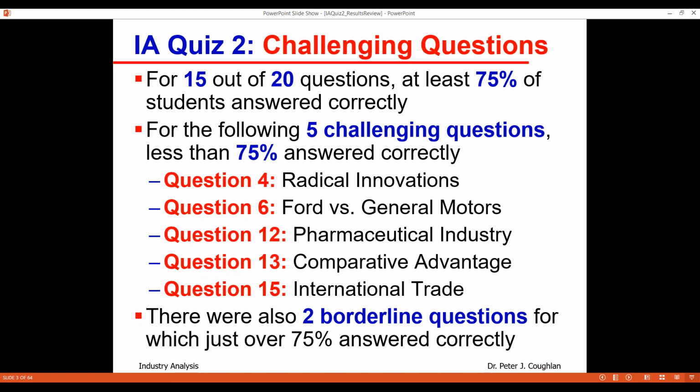So I'm going to go through all 20 questions to some depth, but for the most part I'm just going to give the answers and a quick explanation for the 13 questions that weren't terribly challenging. I will give more detail on the 5 challenging questions in particular, as well as the 2 borderline questions that were somewhat problematic, but not terribly so.